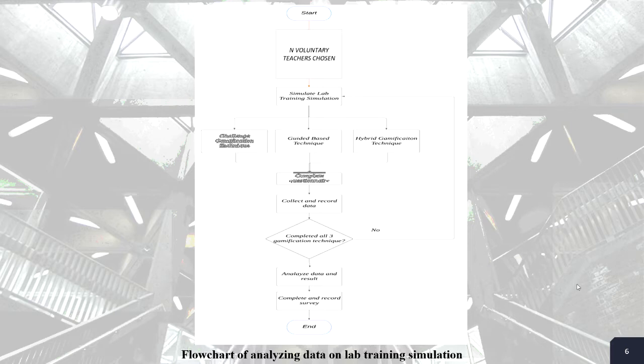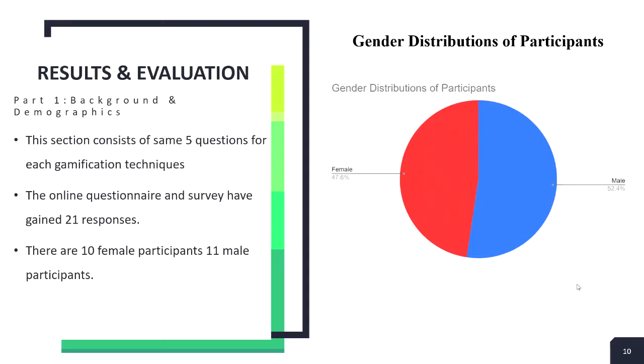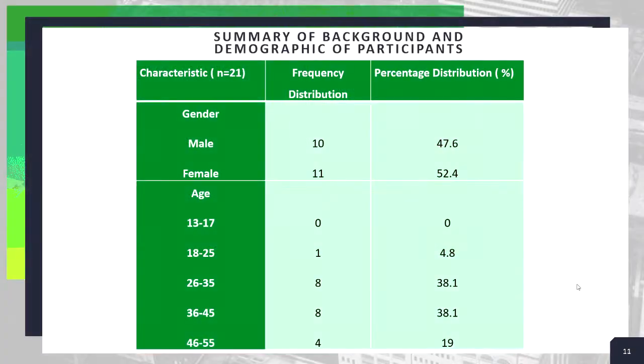The survey is conducted after all the users finish the three gamification technique simulations to get their feedback. This section consists of the same 5 questions for each gamification technique. The online questionnaire and survey have gained 21 responses. There are 10 female participants and 11 male participants. So this is the summary of background and demographic of participants.